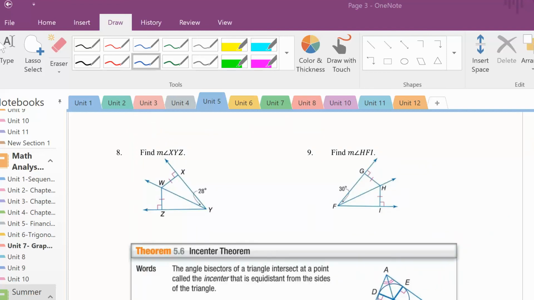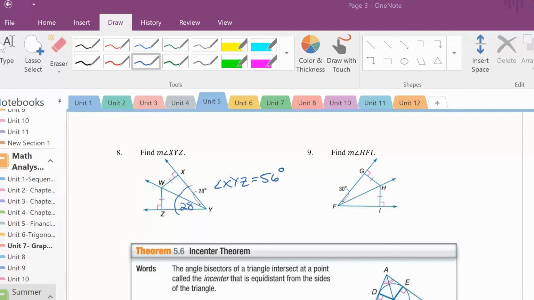All right, so for the next one, it gives you the angle, and it gives you that this point W is equidistant from the two sides. So therefore, this must be the angle bisector, which means if this is 28, then this is 28, which means XYZ, the whole angle XYZ, is equal to 56 degrees. So go ahead and look at the next one and see if you can come up with the answer.